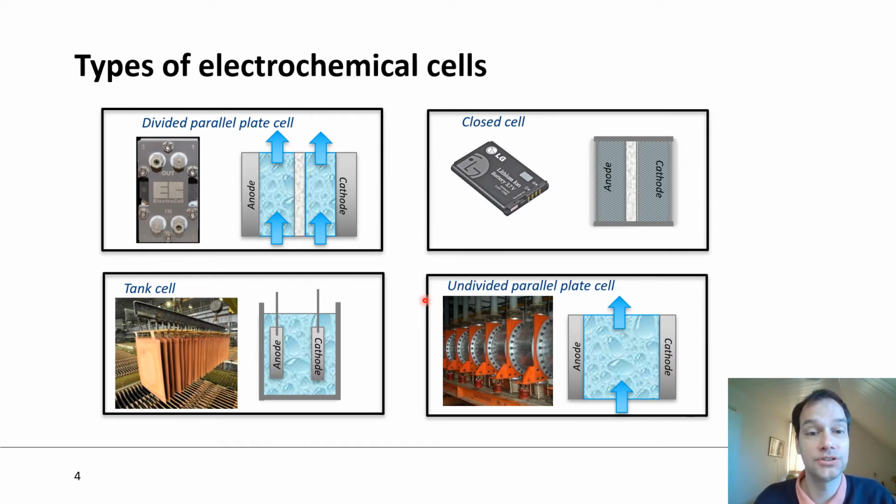And of course, next to the divided parallel plate cell, where you have the membrane, you can also have a parallel plate cell without a membrane. This is, for example, the case for the sodium chlorate process, where you want the product that is formed on the anode to react with the product from the cathode to form chlorate.